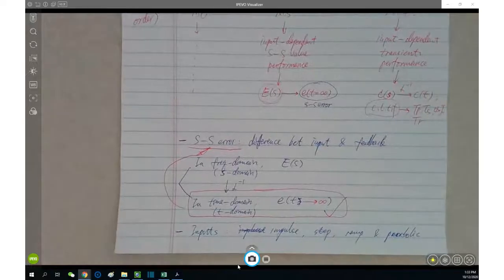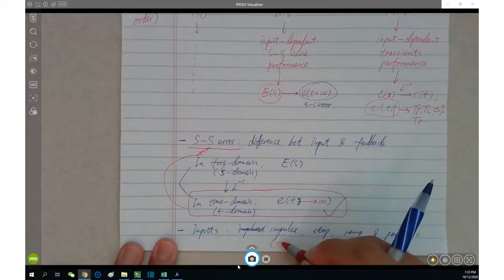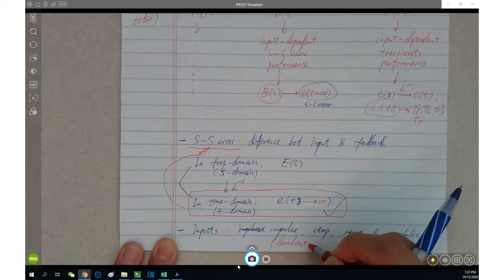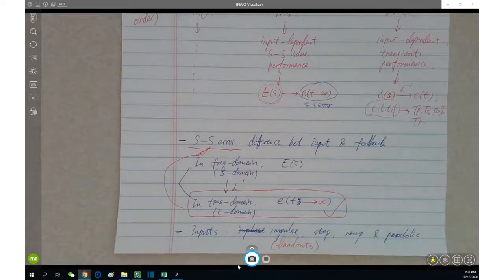Okay, and we have a handout about them, right? We have the handout and the Laplace transform table. That handout includes all those four inputs in the time domain and the frequency domain.